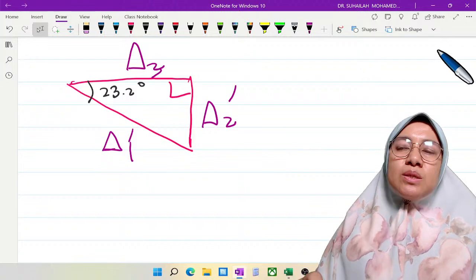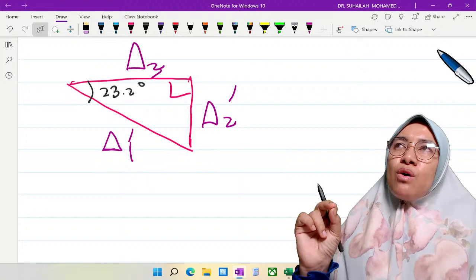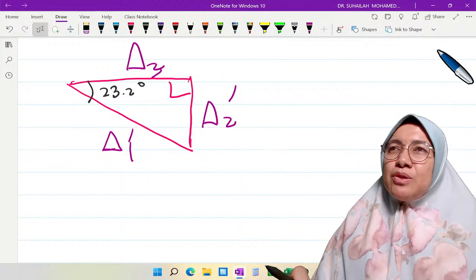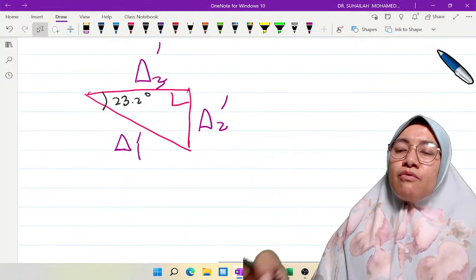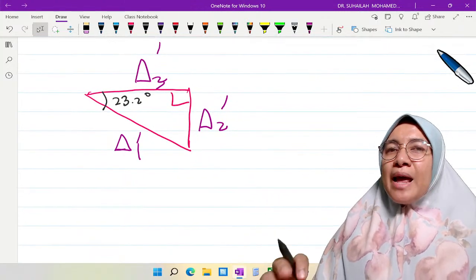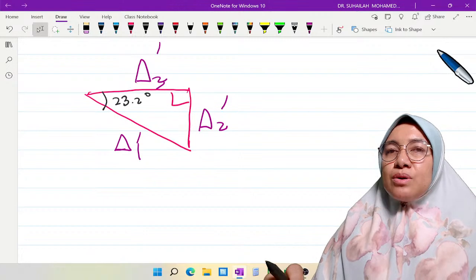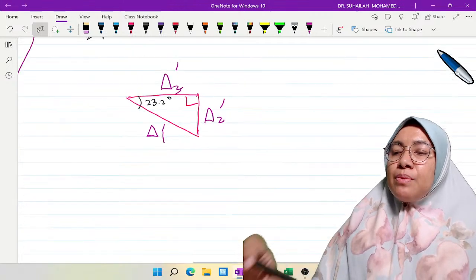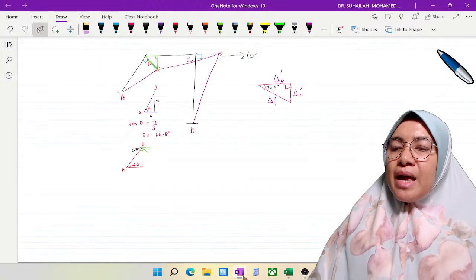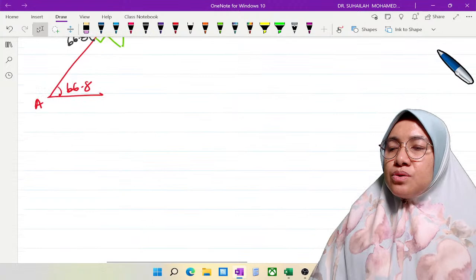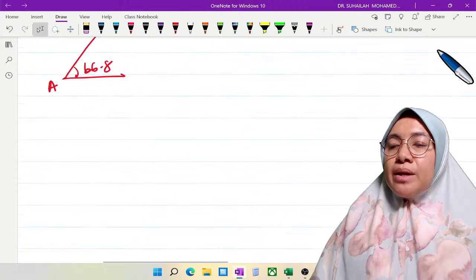Why do we do this step? To determine the ratio between delta 1, delta 2 and delta 3. Because from this we will calculate FEM. We will use the FEM, by referring to the FEM formula. So step number 1, we do it like this.